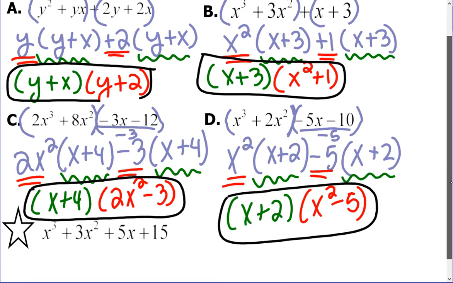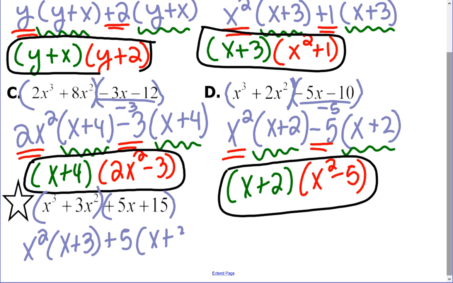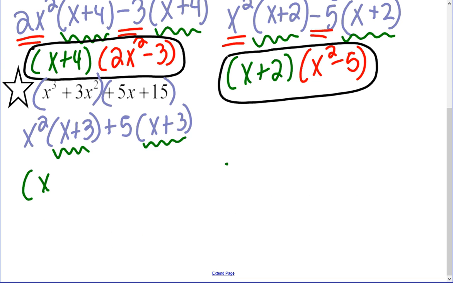All right, and then because you have a sub, let's just do the star one together. So group the first two together, pull out the x squared, which is your GCF, and we're left with x plus 3. The third term's positive here, so my GCF is positive 5, and we're left with x plus 3. Okay, so we pull out our GCF of x plus 3, and we're left with x squared plus 5.